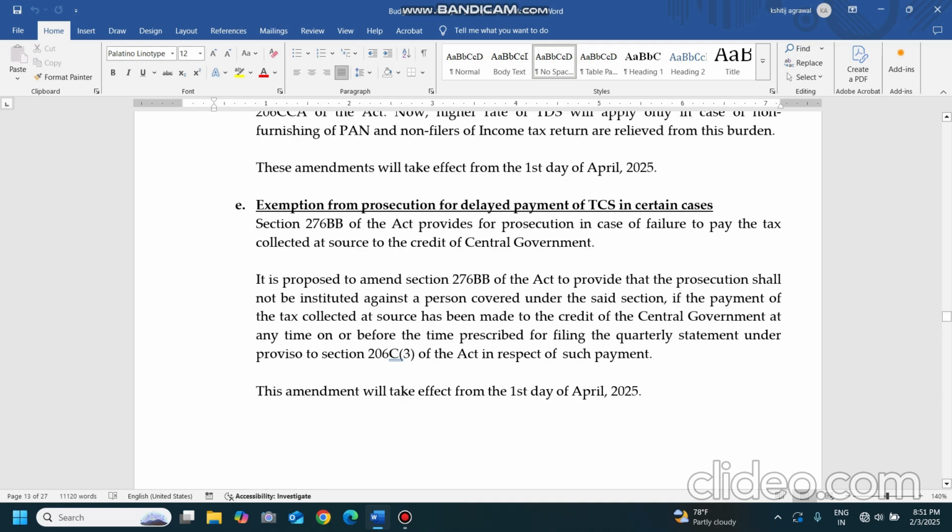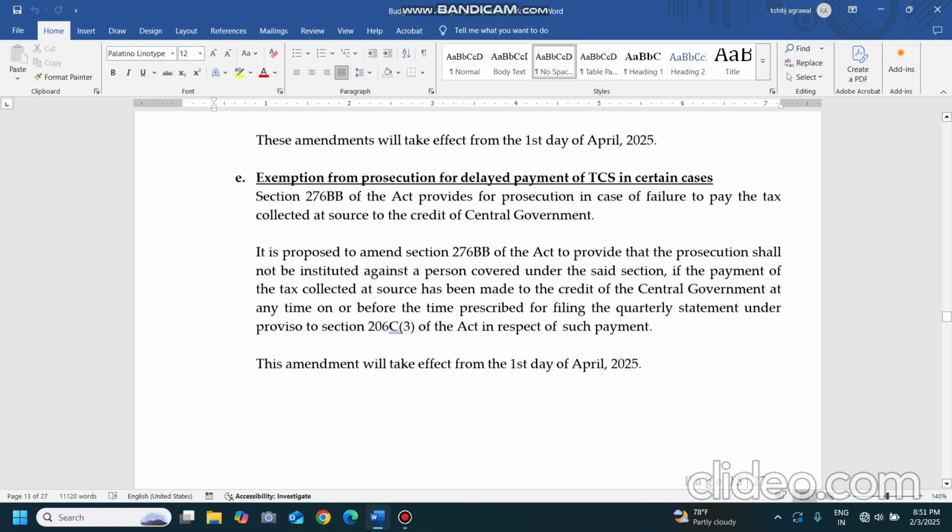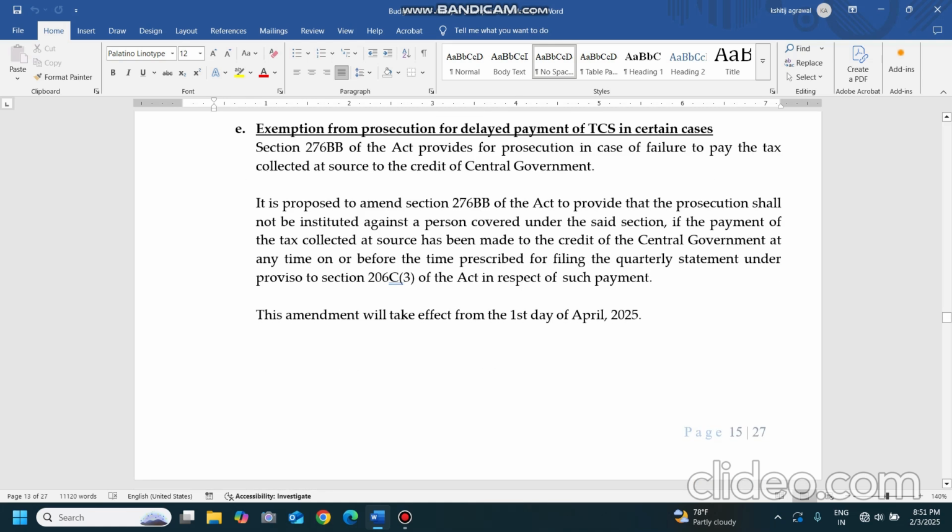Coming to the next case, prosecution in respect of delayed payment of TCS. This prosecution has been removed by the central government if the payment is done up to the due date of filing of TCS return under subsection 3 of section 206C. Prosecution was included under 276BB earlier. Now that has been removed, but it doesn't mean that the penalty or interest required to be paid by the defaulter is removed. Only the prosecution provision has been removed, and that too if the amount has been credited to the account of the central government up to the due date of filing of TCS return for that quarter.